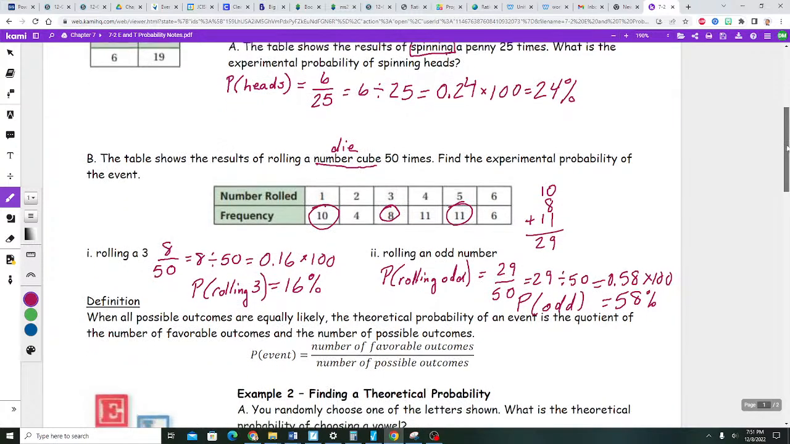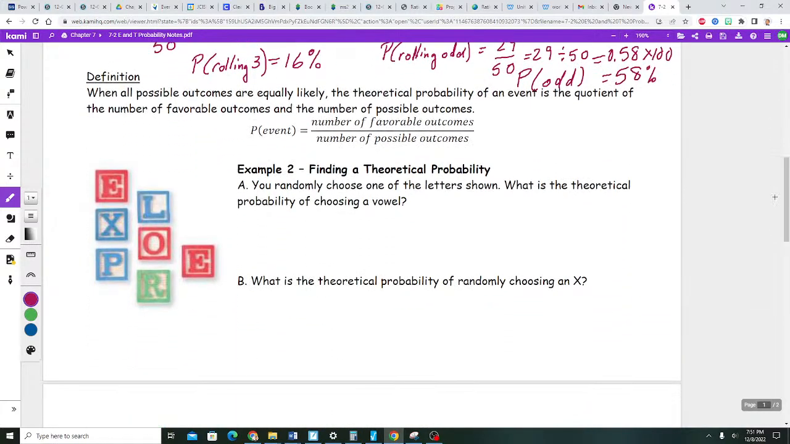Now notice, again, these were things that we actually did, or someone actually did, and we're looking at the data afterwards. But now it says, when all possible outcomes are equally likely, which is an important thing to think through. So things have to be fair. The theoretical probability of an event is the quotient of the number of favorable outcomes and the number of possible outcomes.